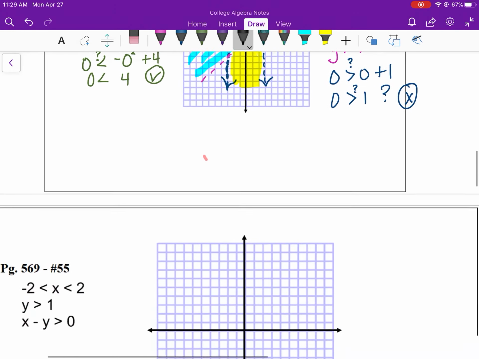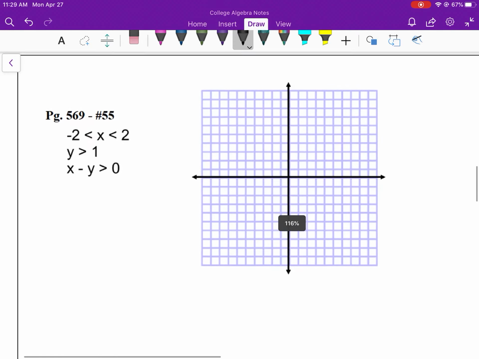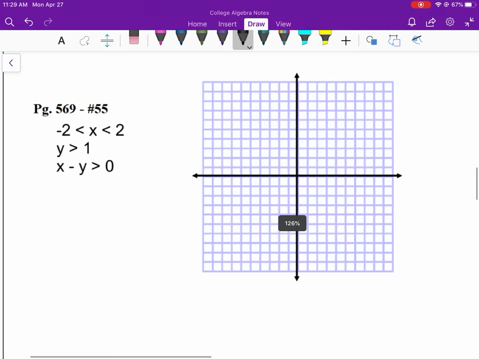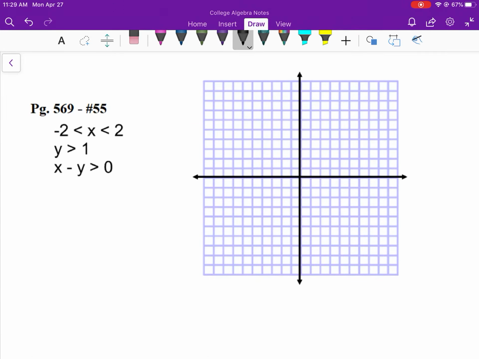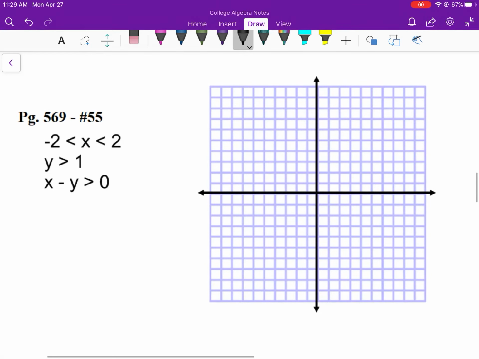And let's try number 4. And number 4 is actually number 55 on page 569. This one says, let me see, yep, this is the last one. So I remember this one from the past. You want to give yourself a lot of space. So as you mark off your axes, I'm going to purposely give myself a bigger scale. And if you do that, it will help you out as well.